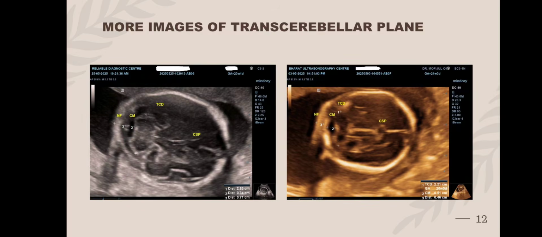More images of transcerebellar plane. Here you can see that in the left sided image you are getting the thalamus, but in the right sided image you are not getting the thalamus clearly. This is due to the tilting of your probe, but both are in transcerebellar plane.